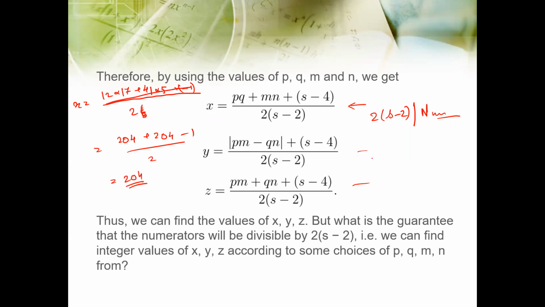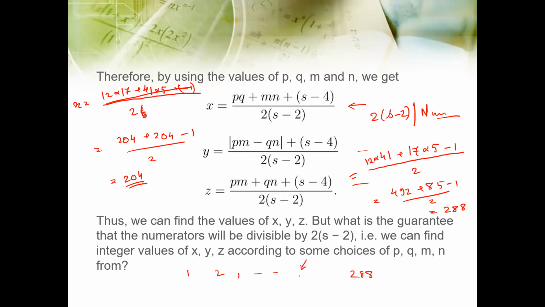And for z, z is equal to 12 times 41 plus 17 times 5 minus 1, divided by 2. So this is 492 plus 85 minus 1, divided by 2, which is equal to 288. So we have a street with door numbers 1, 2, and so on till 288, and the solution of our door number problem is 204, so that the sum of the house numbers to the left of it is equal to the sum of the house numbers to the right of it.